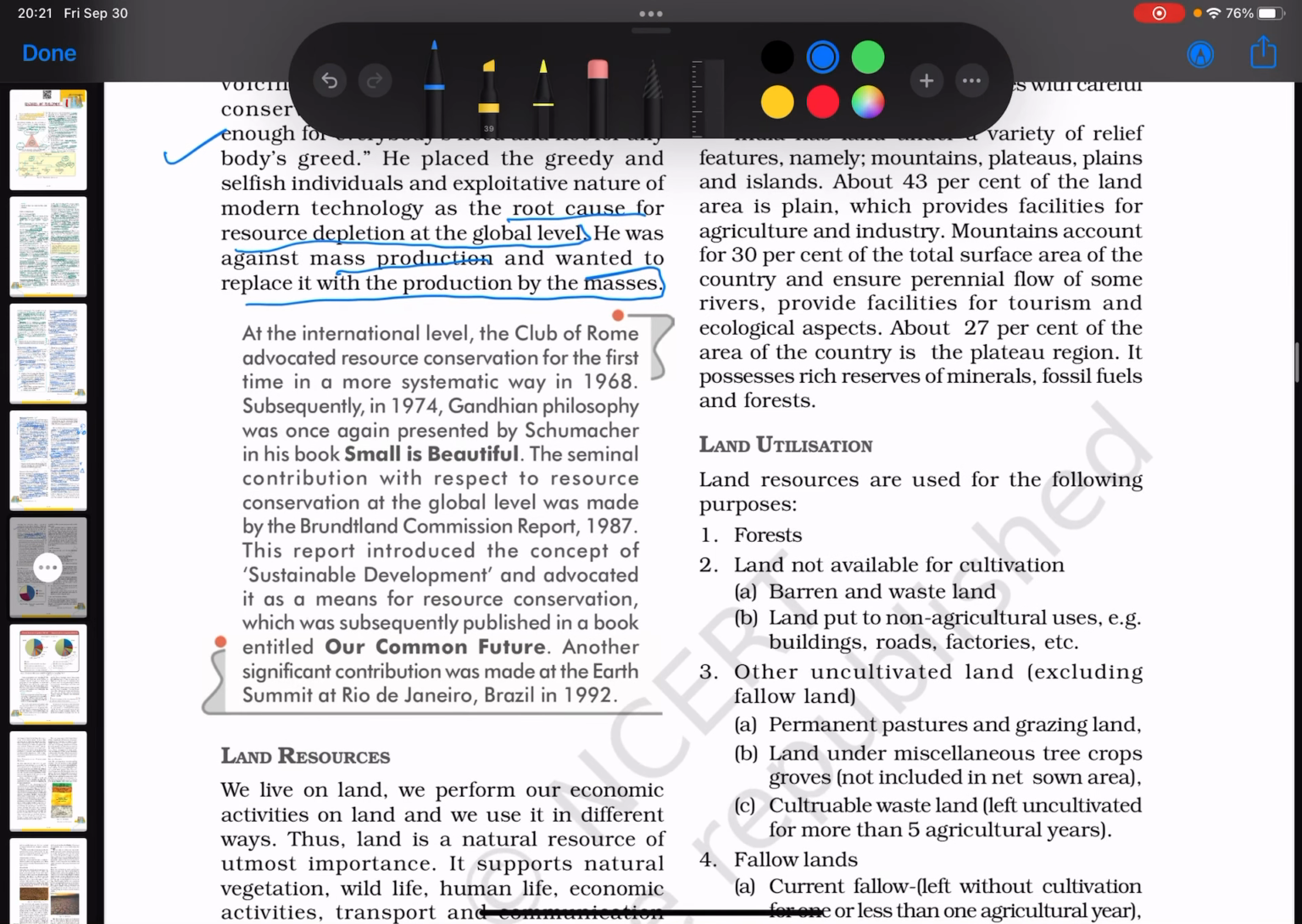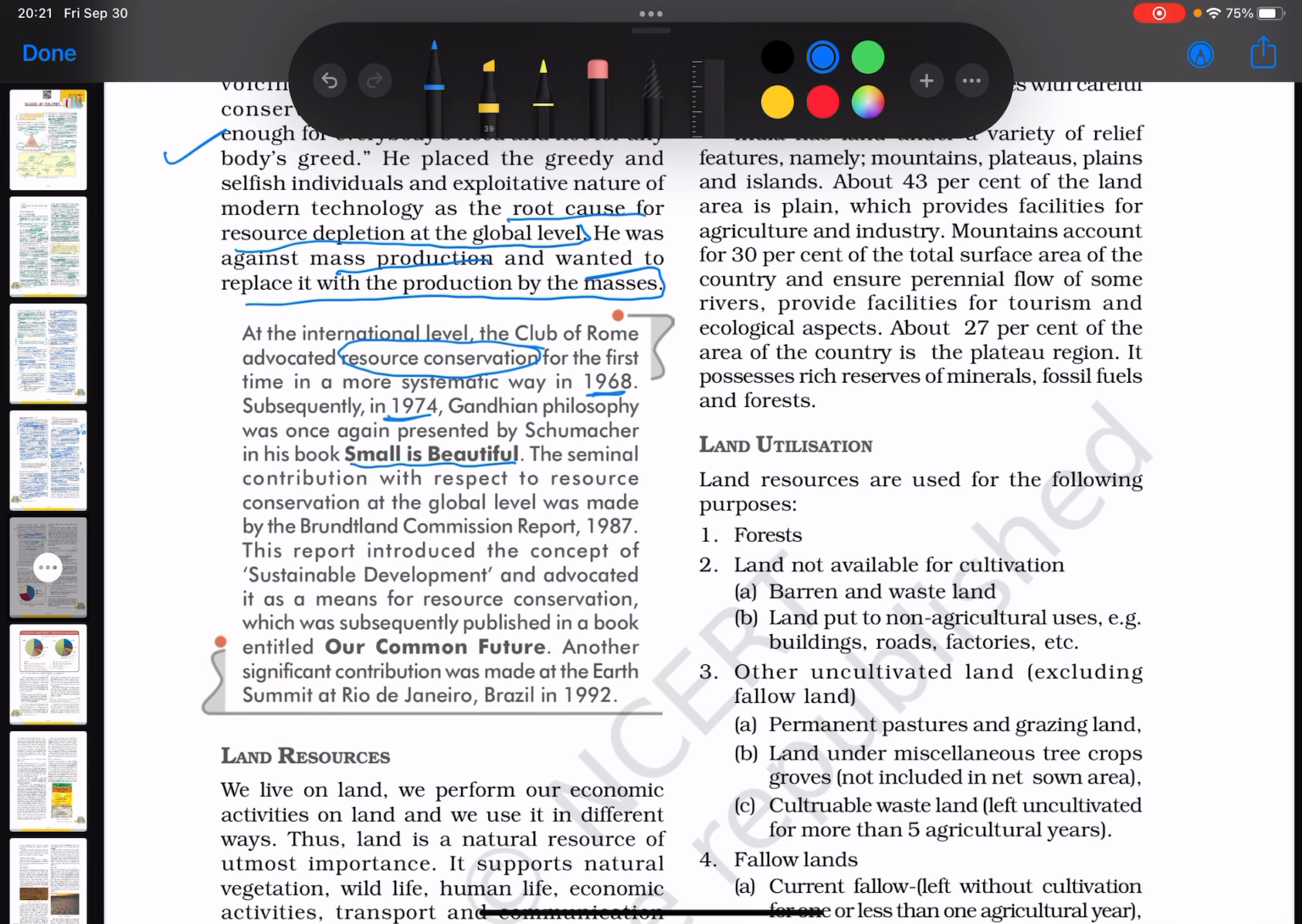Okay. Now, here is an interesting snippet. At the international level, the Club of Rome advocated resource conservation for the first time in a more systematic way in 1968. So this idea of resource conservation, as such, was first introduced in 1968. Then in 1974, the Gandhian philosophy was once again presented by Schumacher in his book Small is Beautiful.